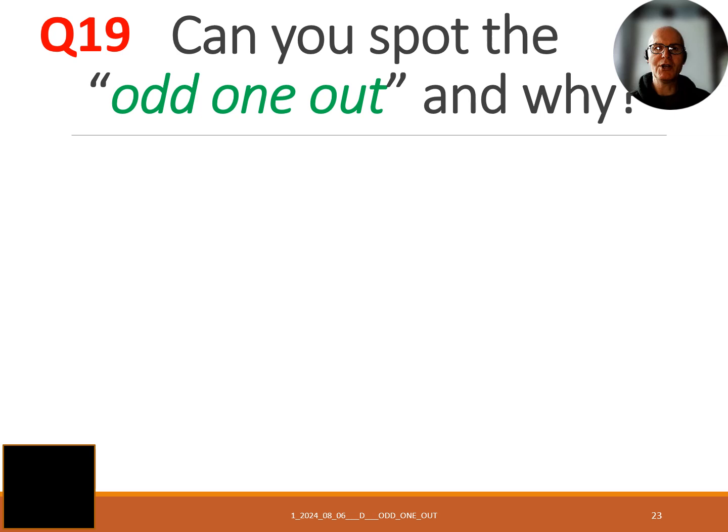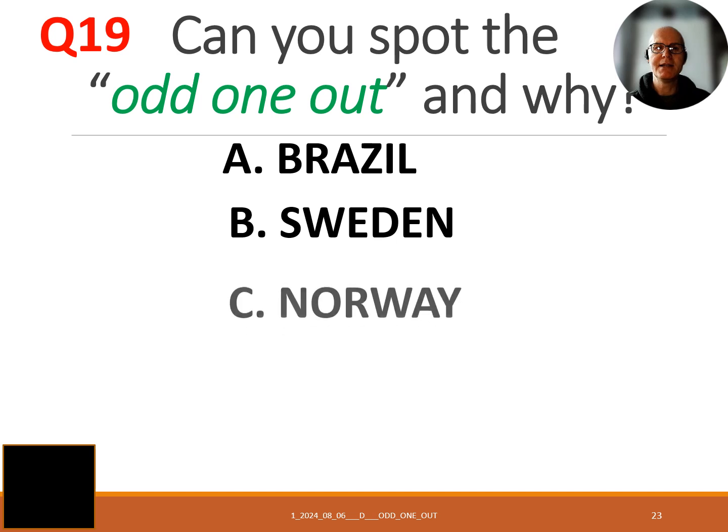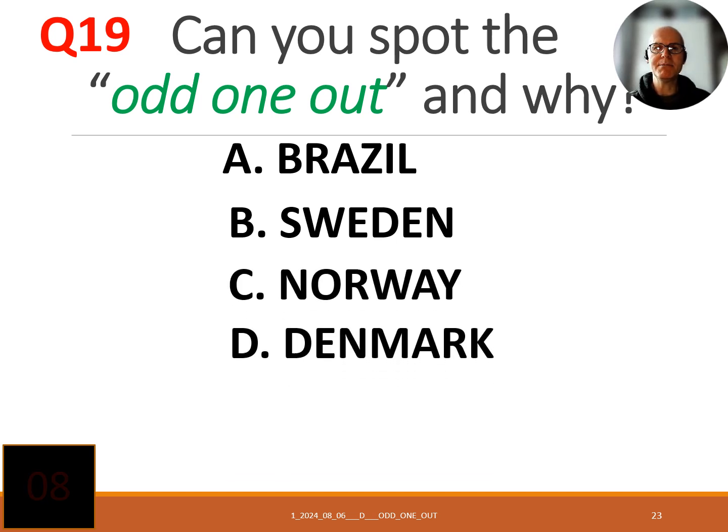Question 19, the penultimate question. A. Brazil. B. Sweden. C. Norway. And D. Denmark. What's the odd one out from these four countries and why?